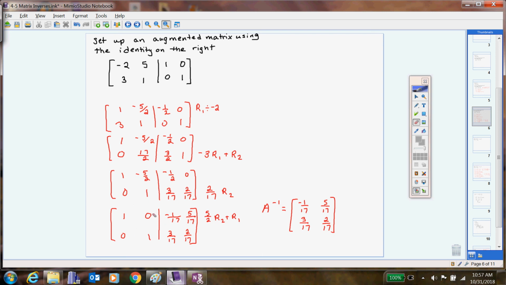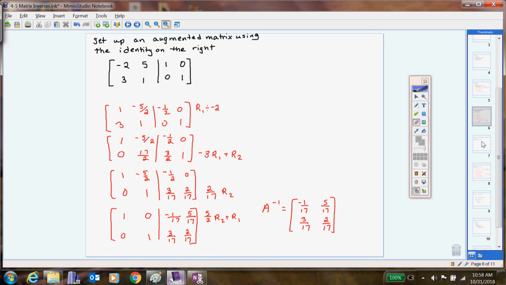So once you've done that and you've moved all of the ones and zeros over to the left, your inverse matrix equals -1/17, 5/17, 3/17, and 2/17. It equals what shows up on the right-hand side of the augmented matrix. So it moved over, it's the inverse. If I were to multiply this times our original matrix, you would get the identity matrix 1, 1, 0, 0. Yes.